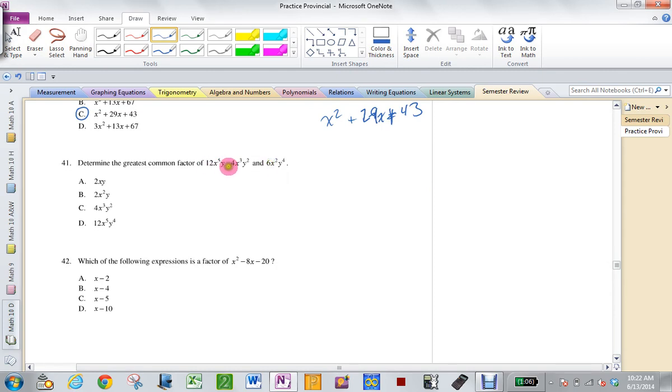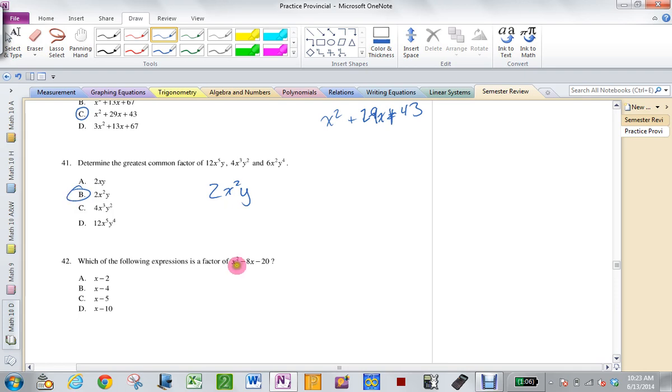GCF. GCF of 12, 4, and 6 is 2. How many X's? 2 X's right there. How many Y's? 1 Y. So where's that B? 41 is B.